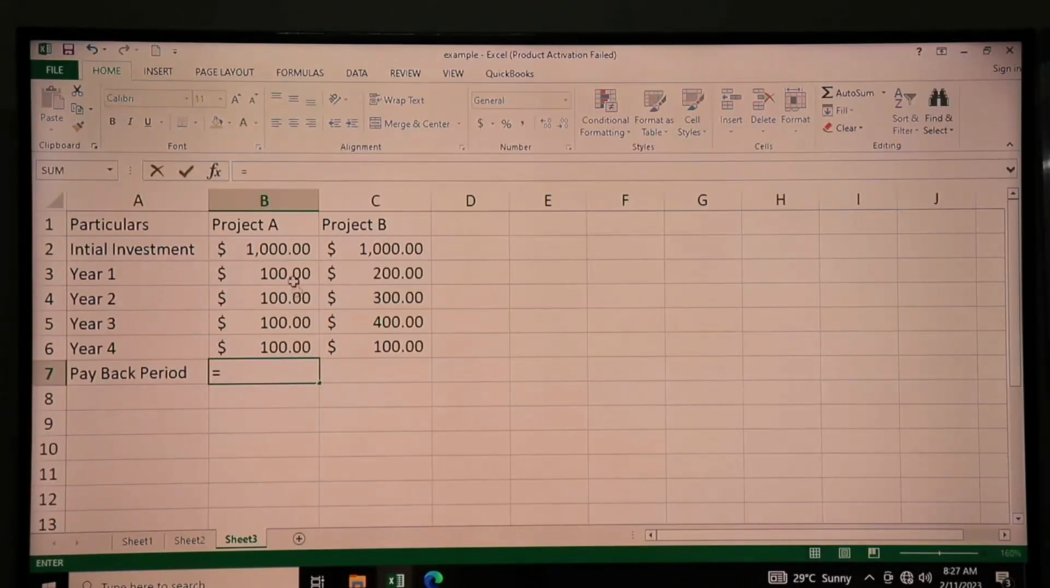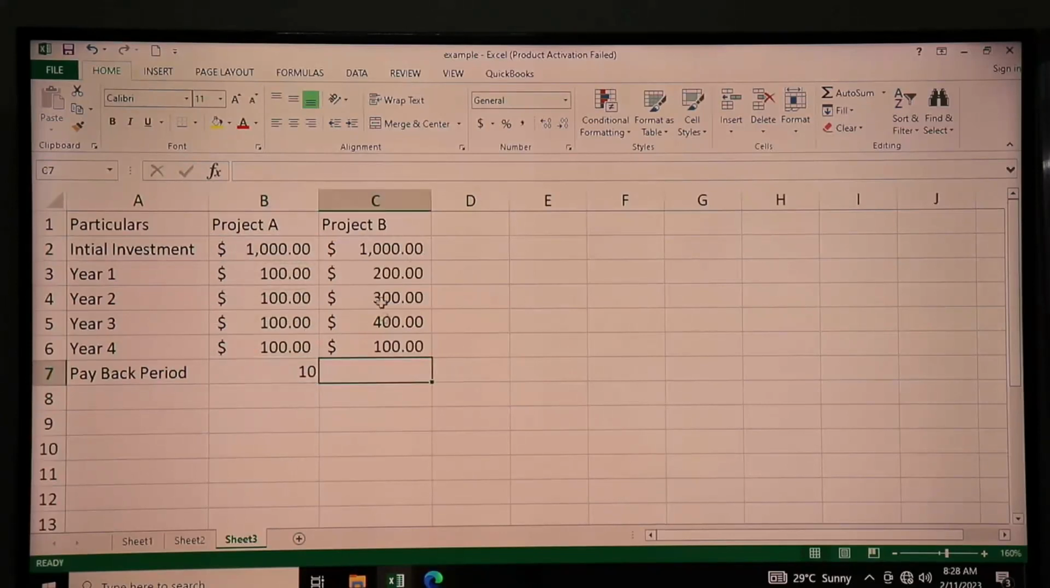We take the amount invested divided by the payback amount that it is paying every time. So this payback period will be 10 years. That means project A will pay back the amount invested in 10 years.